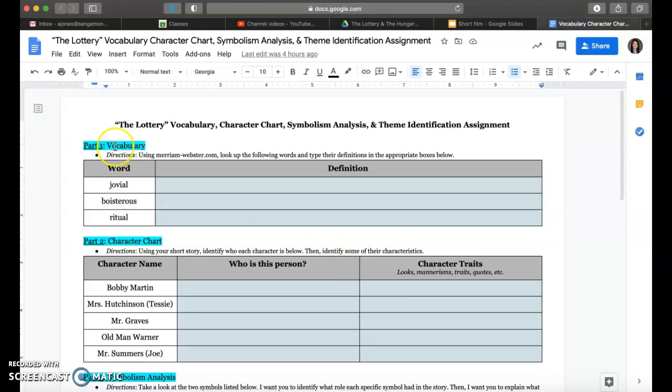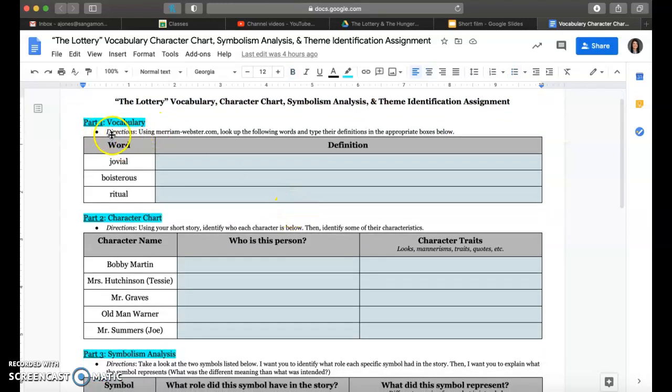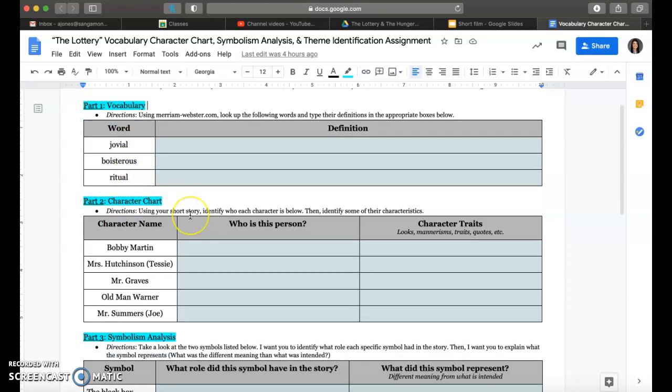our assignment for today. It is the Lottery vocabulary, character chart, symbolism analysis, and theme identification assignment. So part 1 is vocab. The directions state, using Merriam-Webster.com, look up the following words and type their definitions in the appropriate boxes below. So you're looking up jovial, boisterous, and ritual.